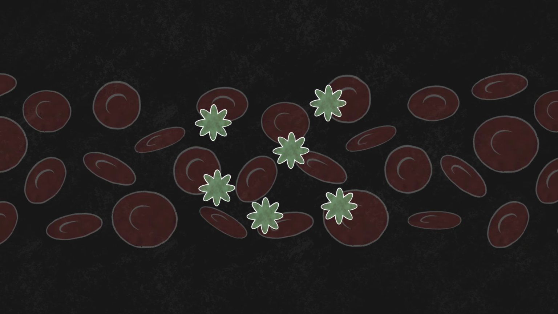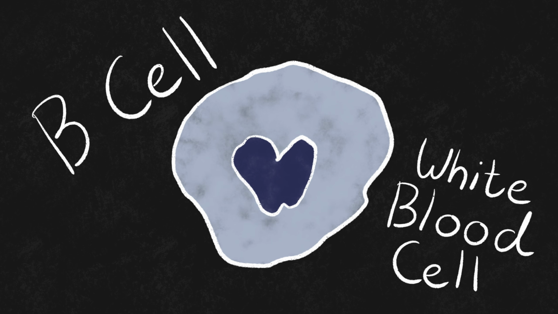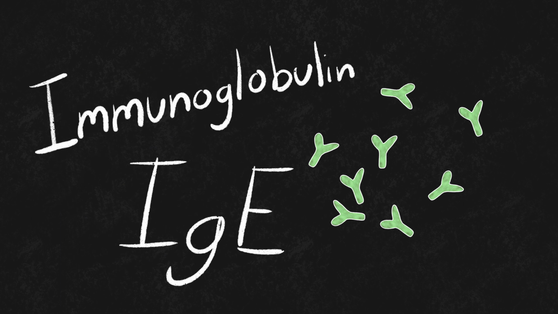Once an antigen is within the bloodstream, it is recognized and picked up by a B cell, which is a type of white blood cell. The B cell then uses that to make immunoglobulin, or IgE for short. This is so that the body can recognize the antigen the next time it enters the body.